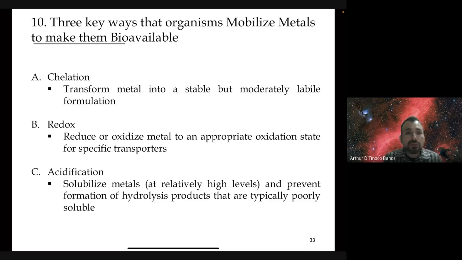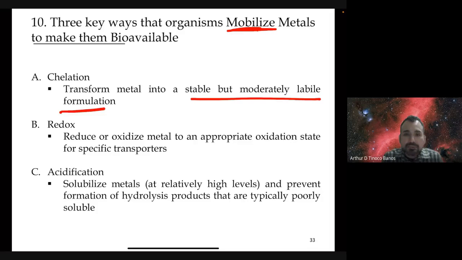So there are three key ways that organisms mobilize metals to make them bioavailable. One of them is chelation. Essentially, you transform metal into a stable but moderately labile formulation. All right, what does that mean? Stable, we all know what that means. You form a stable compound, but moderately labile.